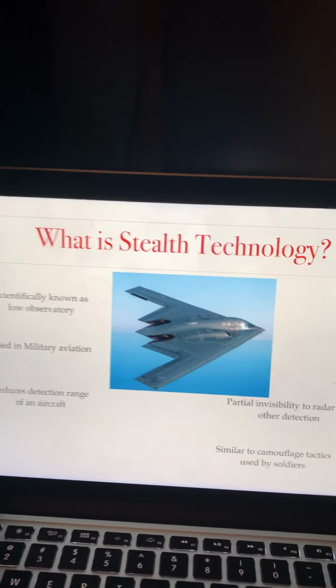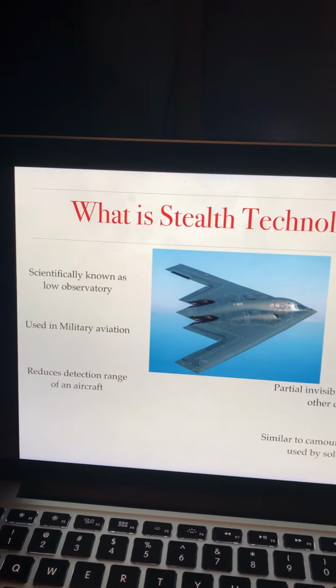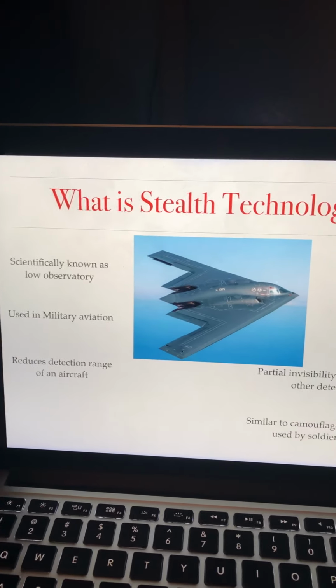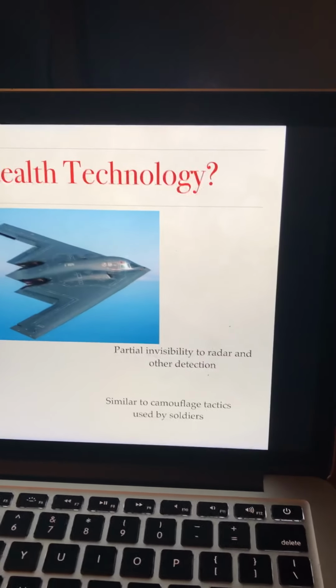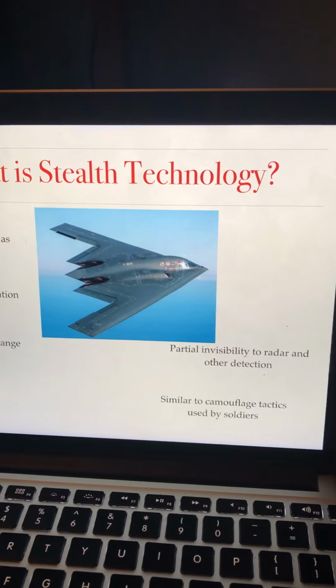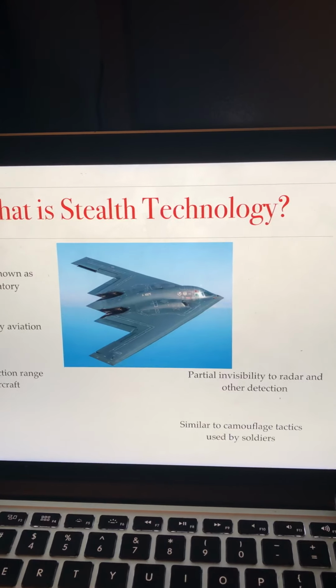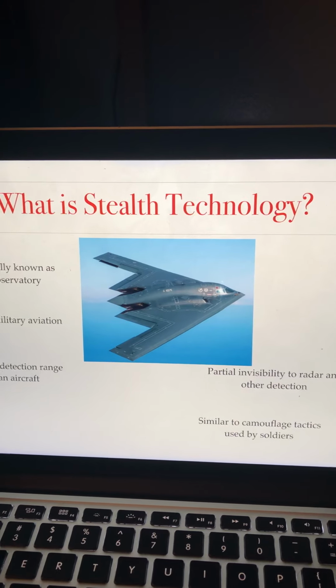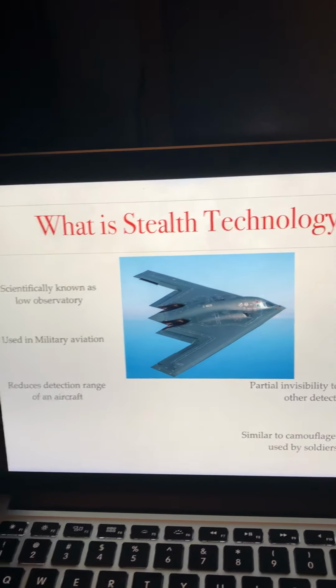So what is stealth technology? It's known as low observability. Used in military aviation, it reduces the detection range of an aircraft, making it partially invisible to radar and other detection systems. It's similar to camouflage tactics used by soldiers, where you hide in the enemy's area.